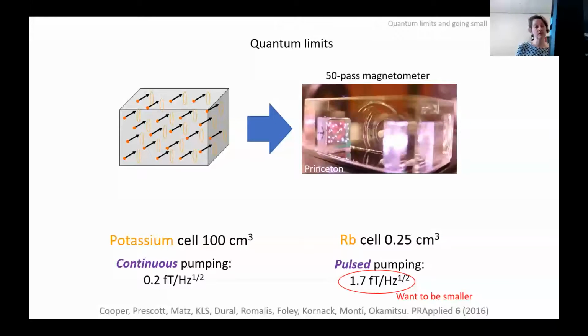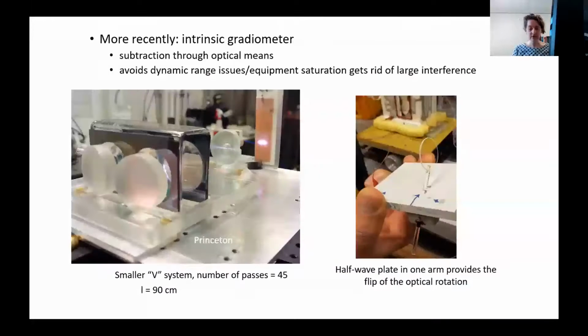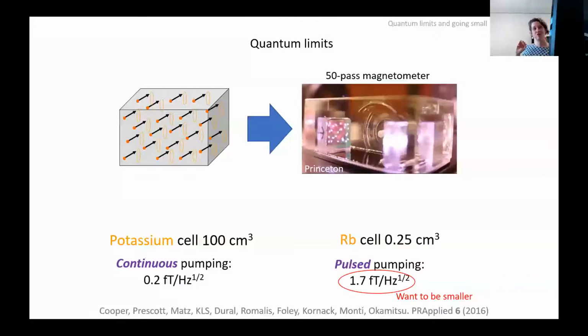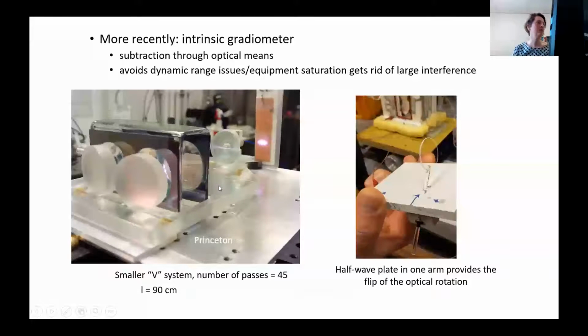And we were able to get down to something like 1.7 femtotesla per square root hertz. Again, smaller is a measure of noise, so smaller is better. We weren't able to get down to where we were, but we kind of overshot it a little by going from 100 centimeters cubed to 0.25 centimeters cubed. That was a little bit too much of a reduction, but we stepped back on that.